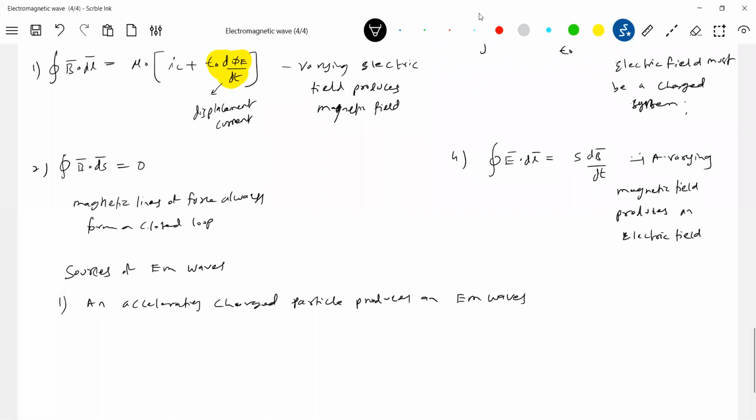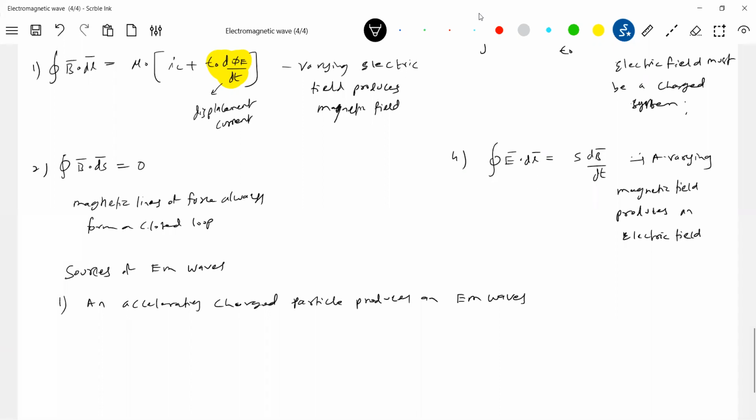Let's go back. We know something. If a charged particle is at rest, it produces an electric field. And if a charged particle moves with uniform motion, it will produce a magnetic field. If a charged particle accelerates, it will produce EM waves.